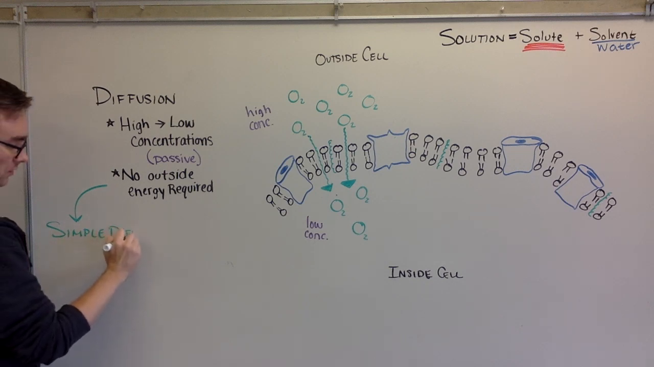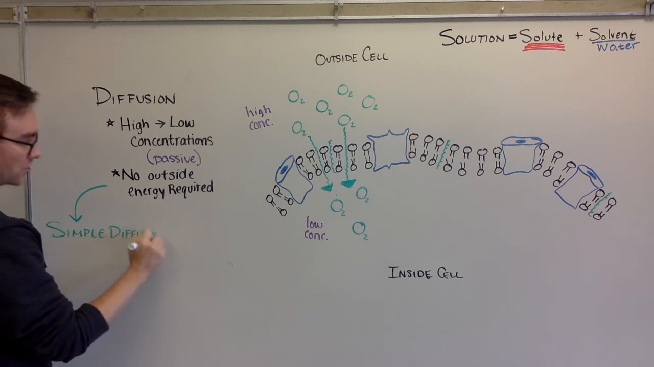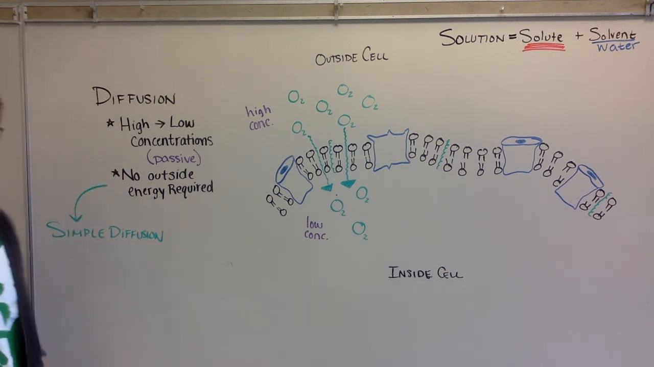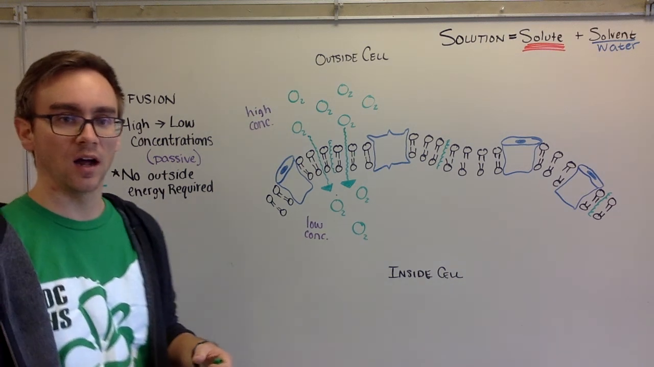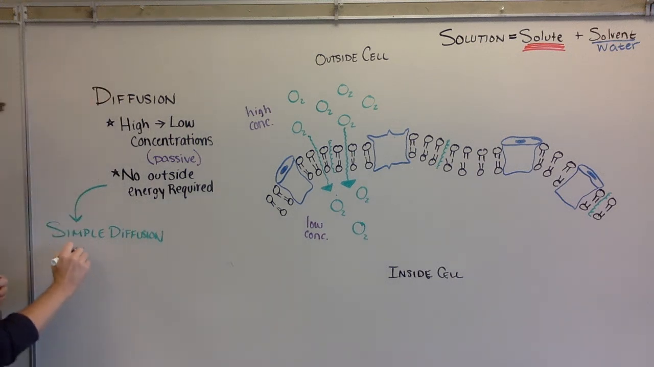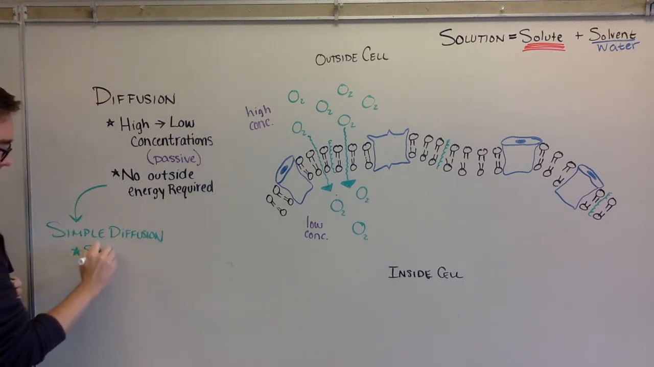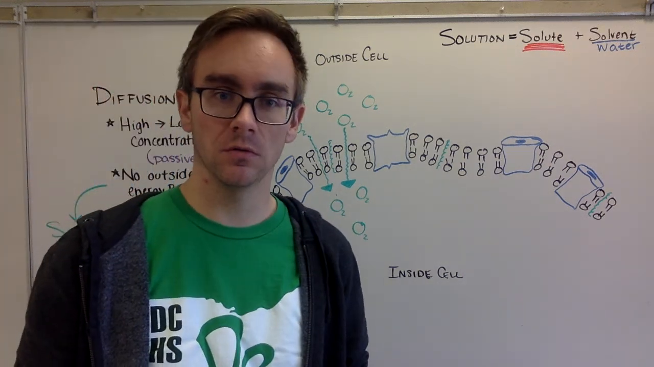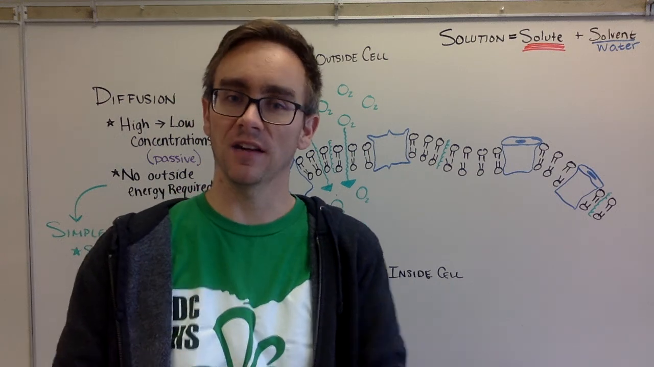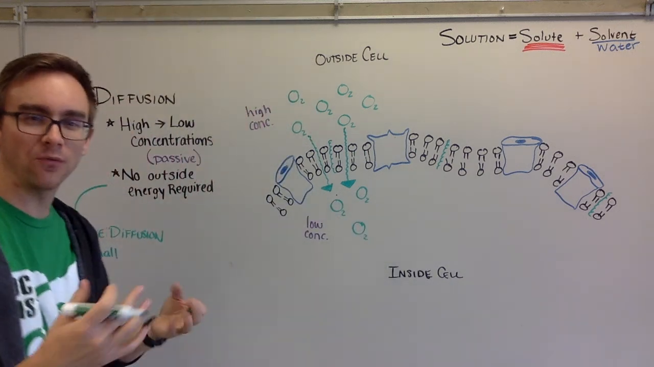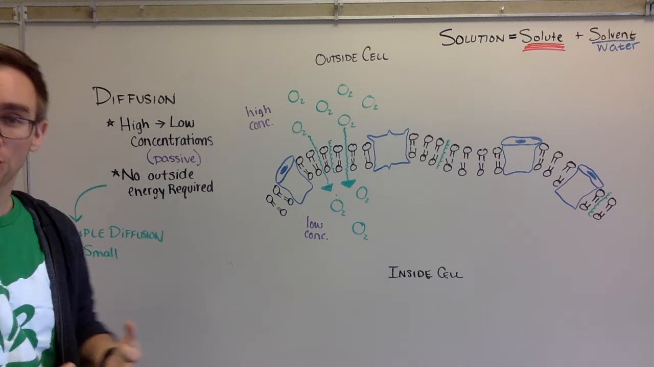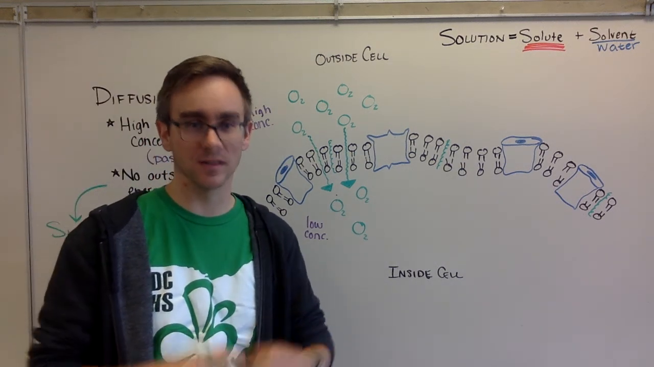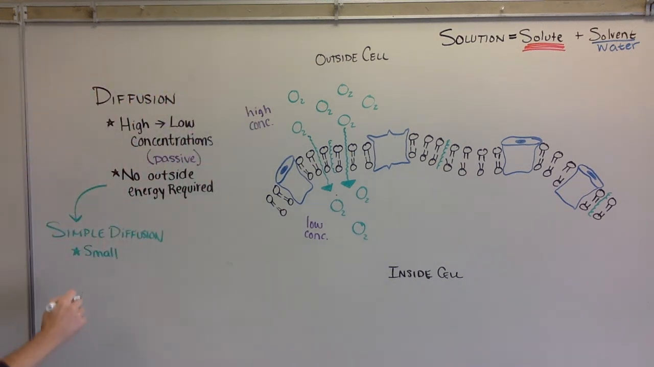So it's diffusion, meaning it goes from high to low concentration, and it doesn't require energy. But this is simple diffusion because we are using very small molecules. An easy way to tell is, is it just a few atoms? Or is it CO2? That's a carbon and 2 oxygens. If it's just a handful of atoms, that means 2, 3, 4 atoms, that's very small. Glucose is made up of 24 atoms. That's a bigger molecule.